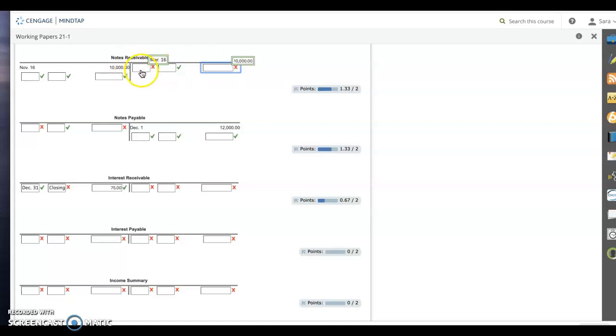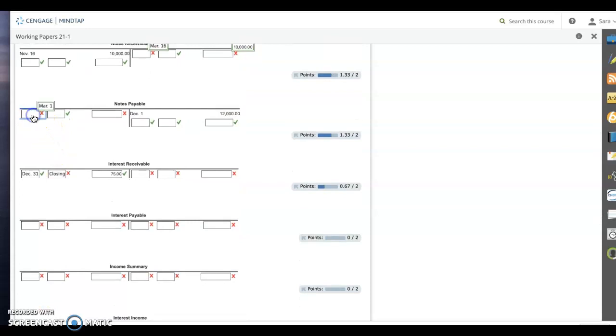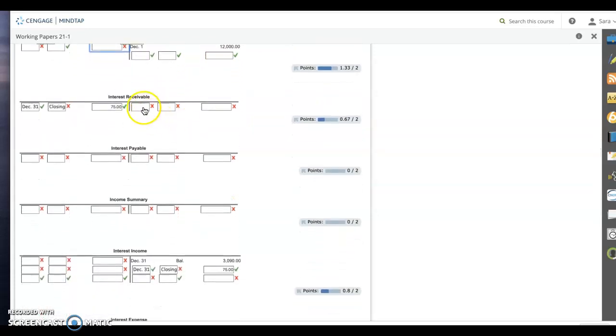So notes receivable, March 16th on the credit. 10,000 for the amount. And then we're just leaving that blank. And then there's nothing on the next line. Down to notes payable. Our date is March 1st. Leave that box blank. $12,000. And then that's all we need on that one. Then on our interest receivable, so December 31st. Oh, I had that wrong. That should be adjusting, not closing. That was where we started. So adjusting ADJ period, 75.